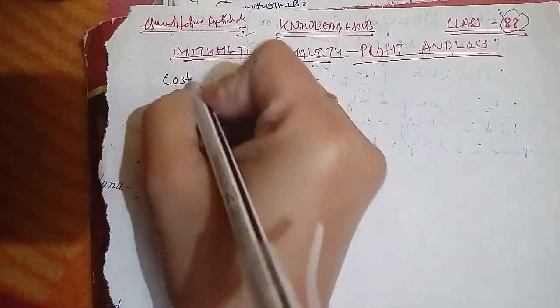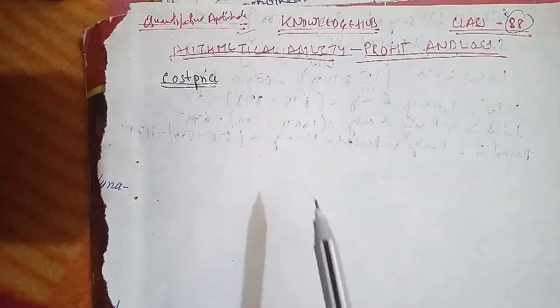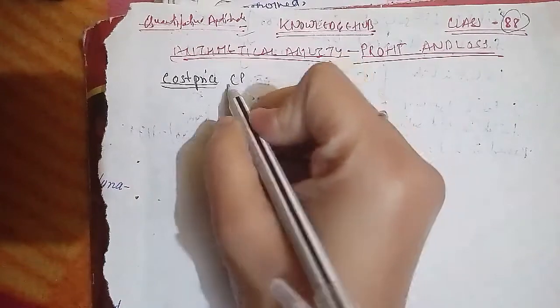Before starting with the questions, we will discuss the concepts as well as the formulas, which are of course important. So we go ahead. First we'll get to know about the cost price. What is CP? The price at which an article is purchased is called the cost price, abbreviated as CP.